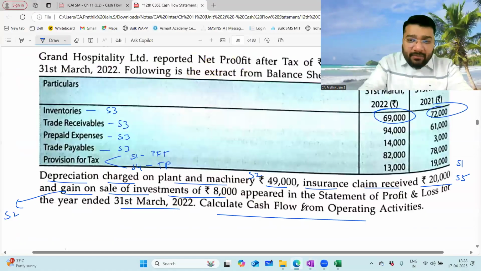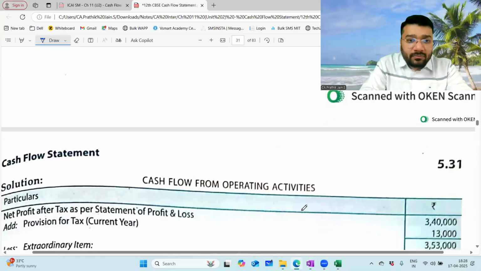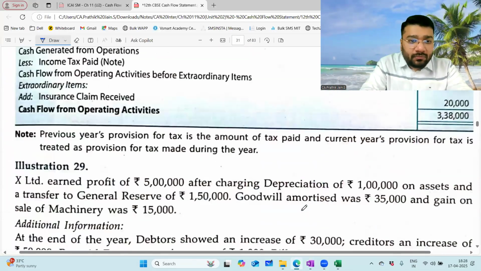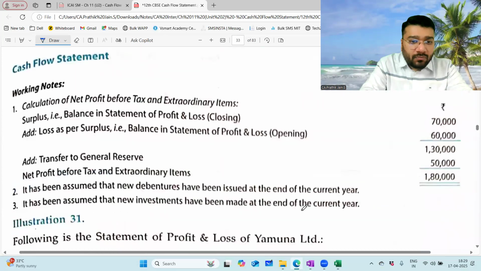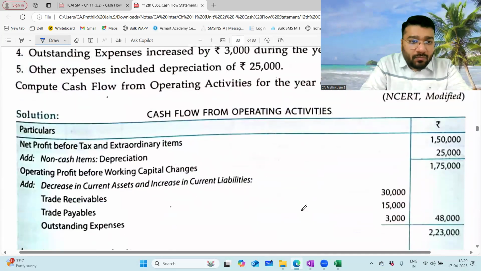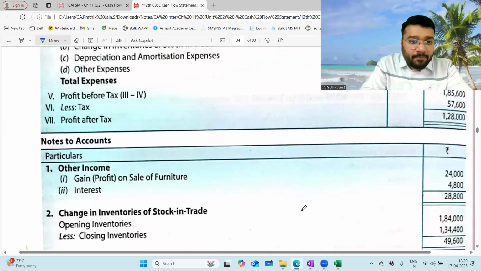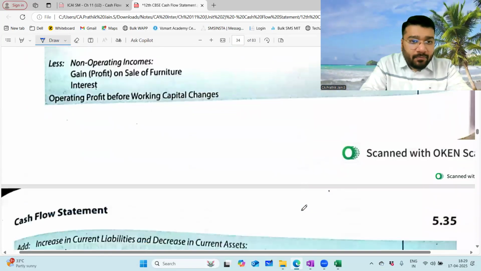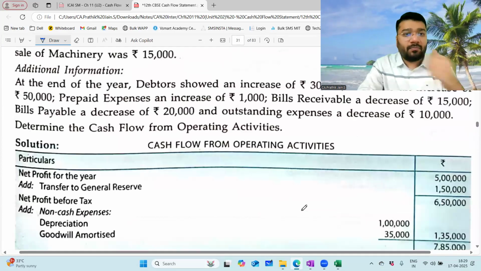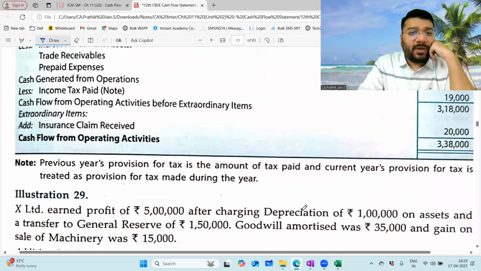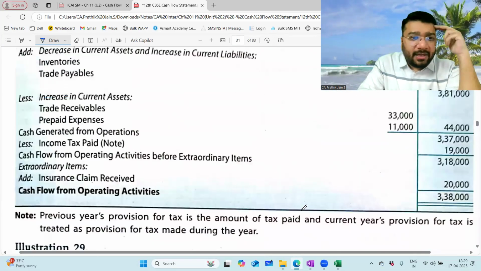Oh, tax paid is not given, huh? No, sir. There's one question where advance tax is coming in that. No, where is it?